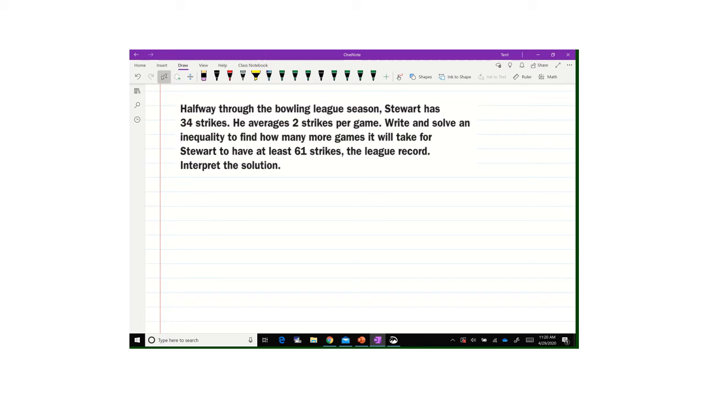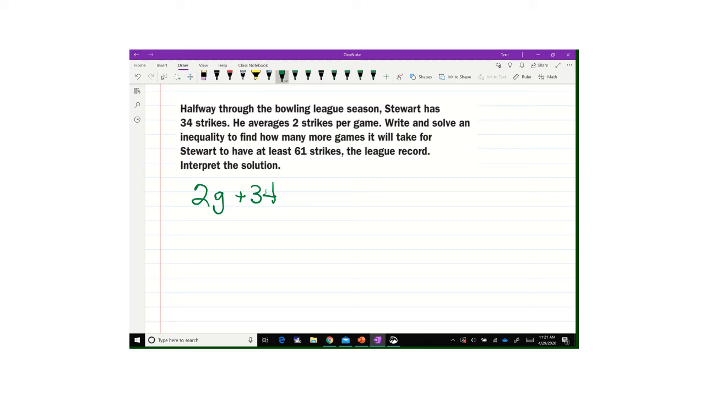Okay, so first of all, we know that he is getting 2 strikes every game. So 2 times the number of strikes per game. We're just going to call that G for game. He's getting 2 strikes every game, and he already has 34. So if he has 34, whatever he's going to get has to be added to that 34. Now it says he needs to get at least 61.